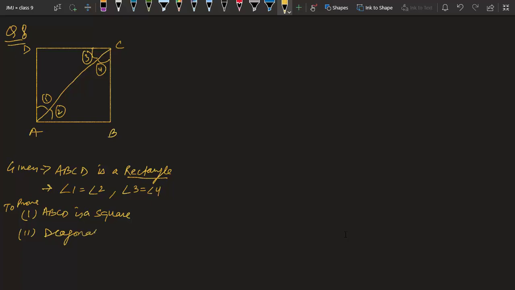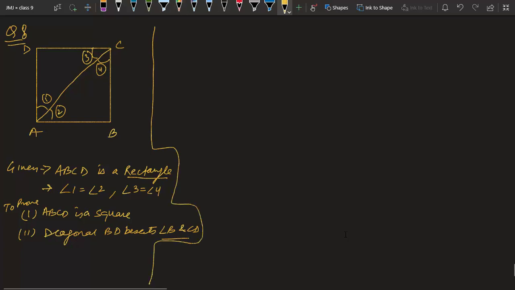Diagonal BD bisects angle B and angle D. This I left in the previous part, that is why this came again in front of me, so that I can prove it. Let's see first thing first. So let's start. We have to prove that all sides are equal. So we can say first thing as ABCD is a rectangle, so it must be following all the properties of rectangle.